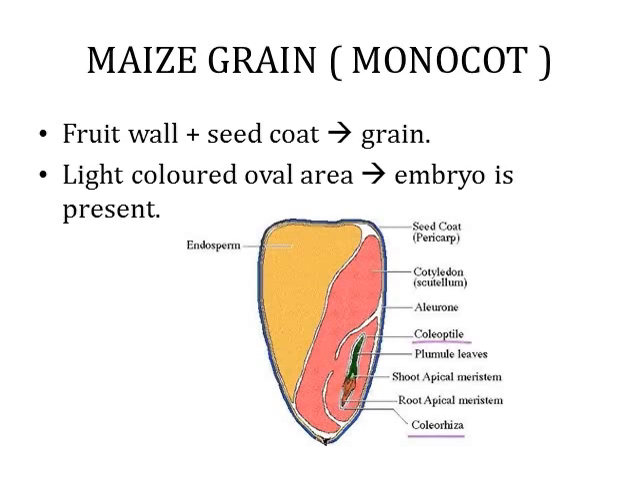So here the light colored oval area marks the location of the embryo inside. The remaining major part of the grain consists of a large endosperm which is rich in starch. This endosperm layer and the embryonic layer are divided by a thin epithelial layer.